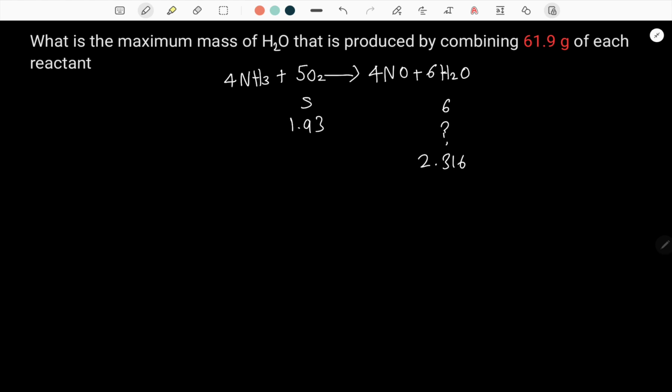Now to find the mass, we multiply by the molar mass. So 2.316 times the molar mass, which is 2 plus 16, which is 18, and this will give you the final answer of 41.688. So 41.688, and this is the final answer.